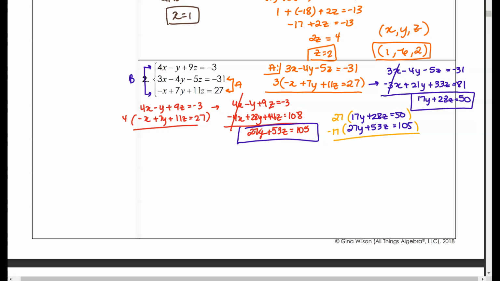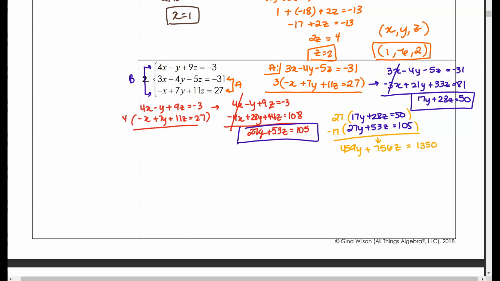Okay, so this becomes 17 times 27 is going to become 459y. 27 times 28 is going to become 756z. And then 50 times 27 is going to equal 1,350.